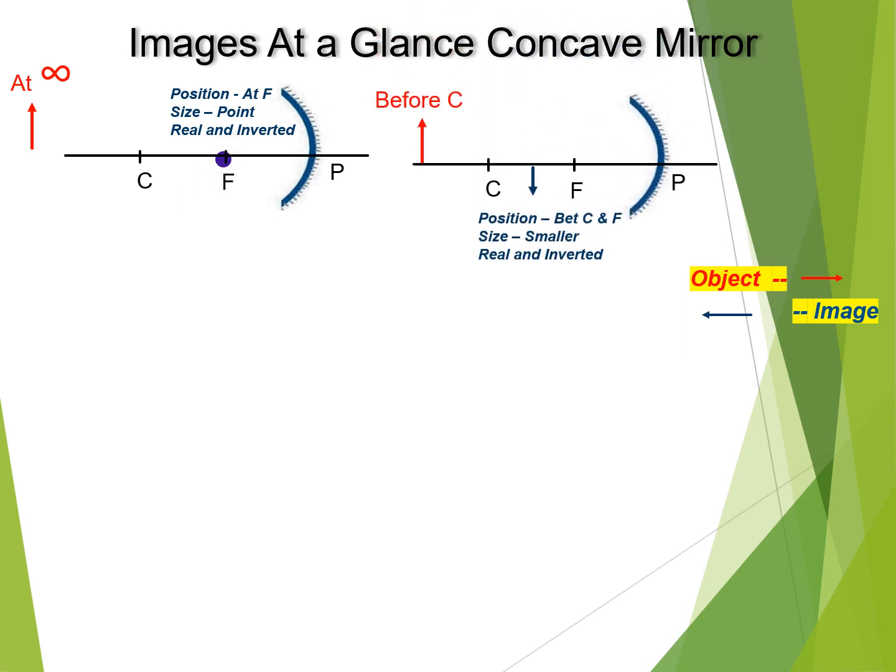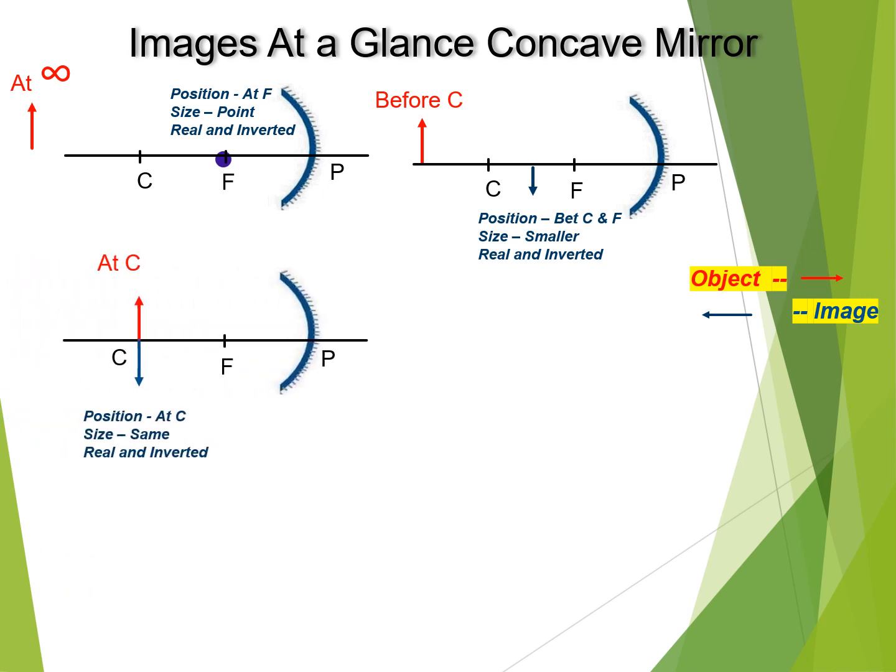The second position is that if the object is between infinity and center of curvature, in this condition, the image shall be formed between center of curvature and focus, between C and F. The size will increase from the previous one, but still it will be lesser than the object, and it shall be real and inverted.